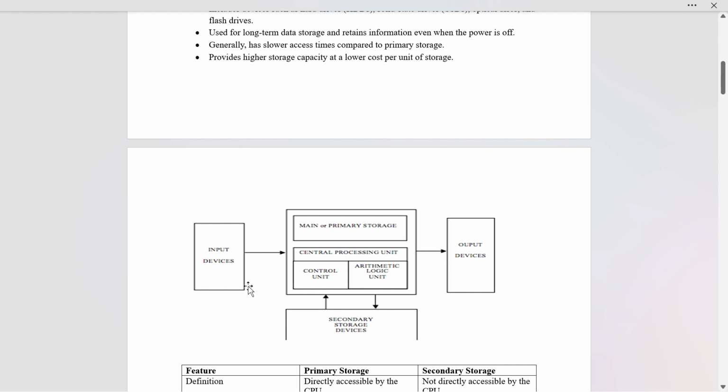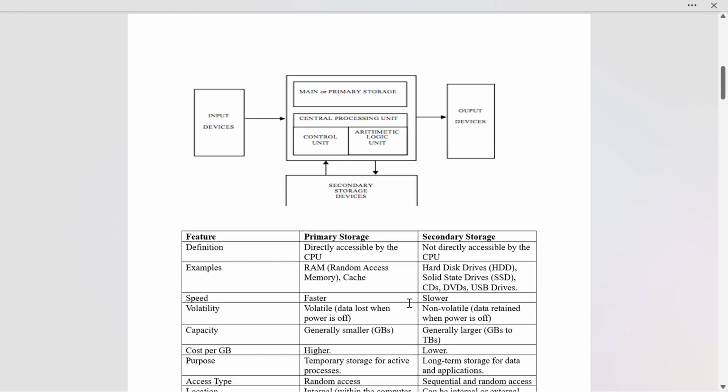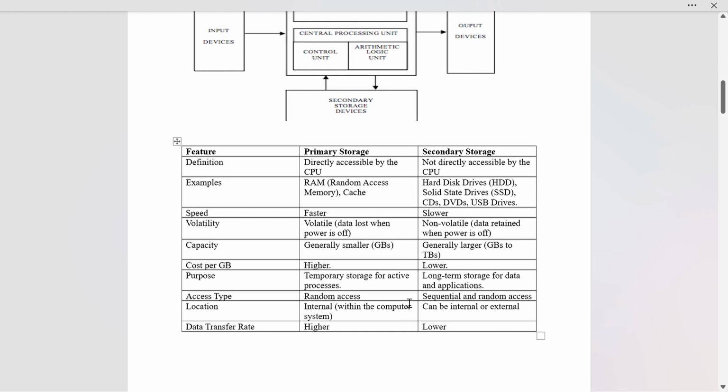This is the input device, and this is the output device, and this is the CPU, which is called the central processing unit, and the control unit, and the arithmetic logic unit. So this is basically the difference between both the primary and secondary storage.